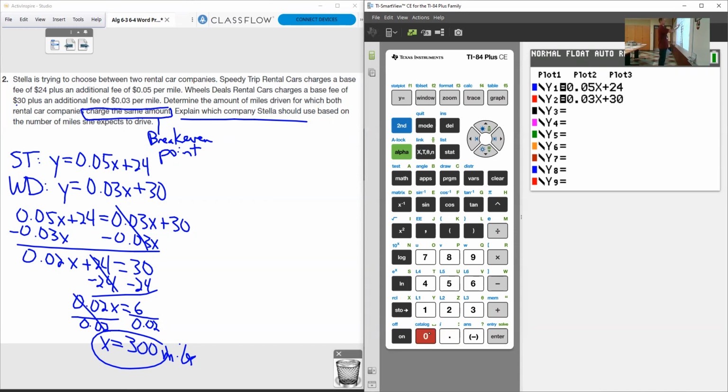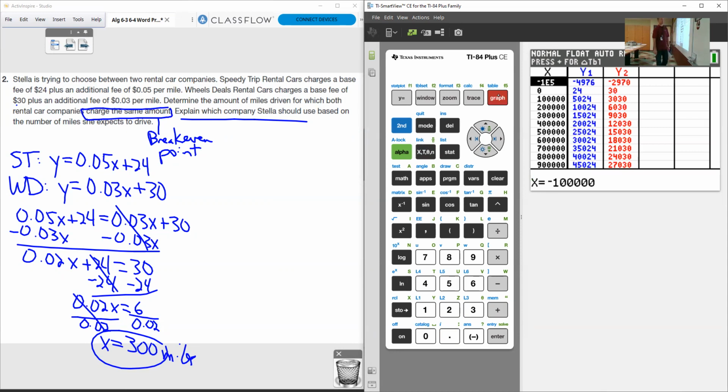And we could hit second and table. Now, when we hit second and table, remember, we need to change what we're counting by, all right? We don't want to count by 100,000. We're not going to go 100,000 miles in a rental car. So hit the plus sign. Let's clear that out. Let's count by, I don't know, let's count by maybe 100s, all right? Because I can see that 300 is my break-even point.